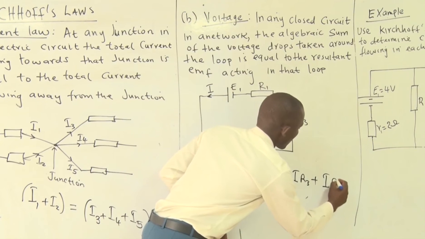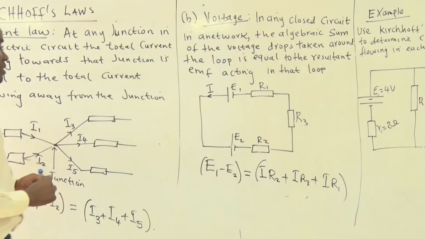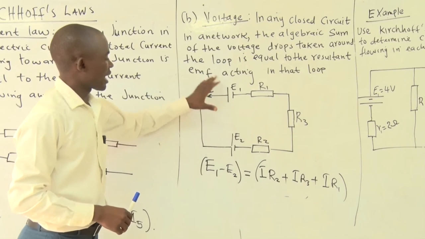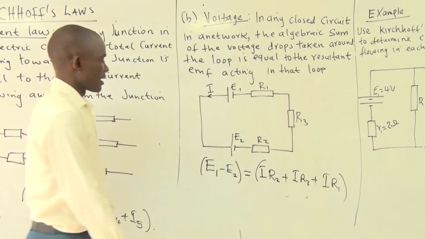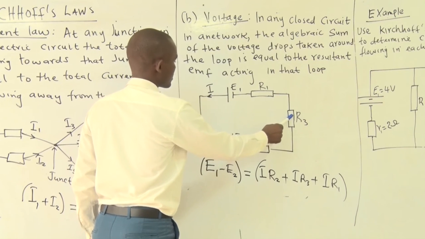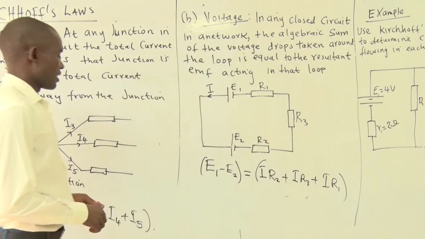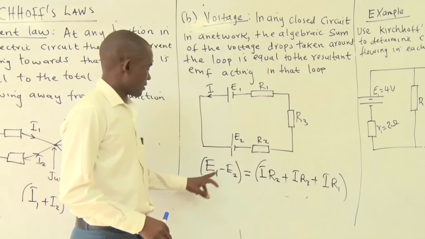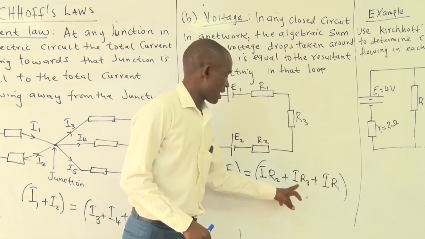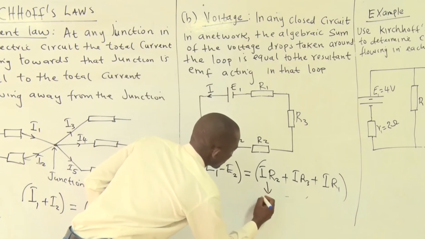R1. Remember in my previous videos we said that in a series circuit, current is the same, and that is why we are saying current across this resistor is I, across this resistor is also I, and across this other resistor will be the same current. So that is why we are saying E1 minus E2 will be equal to I R2 plus I R3 plus this one.